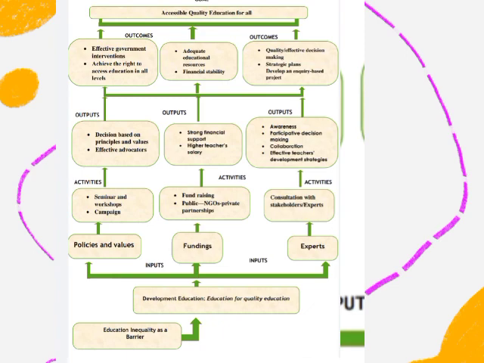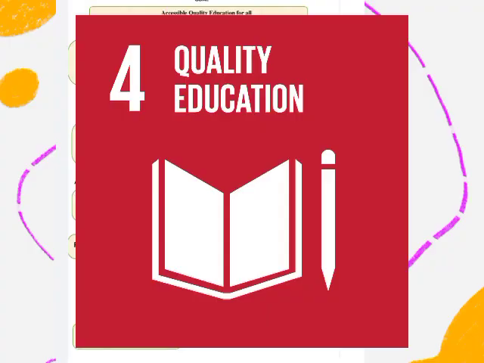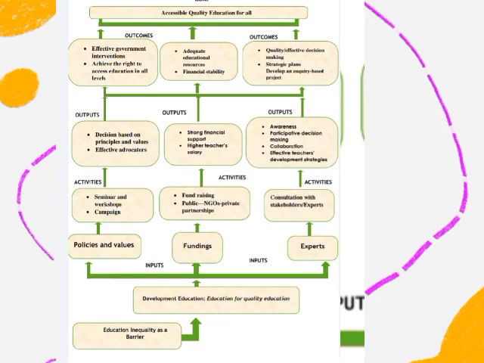So our goal is to have accessible quality education for all. So ensuring that all have access to quality early childhood development, care, and pre-primary education so that they are ready for primary education. Ensuring equal access for all for affordable and quality technical, vocational, and tertiary education, and build and upgrade education facilities that are child, disability and gender sensitive and provide safe, non-violent, inclusive, and effective learning environments for all.